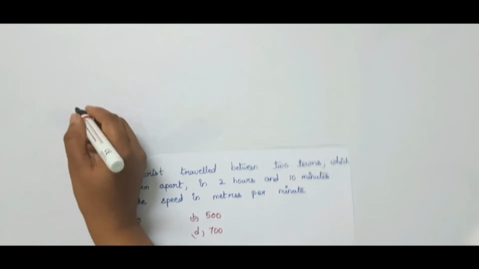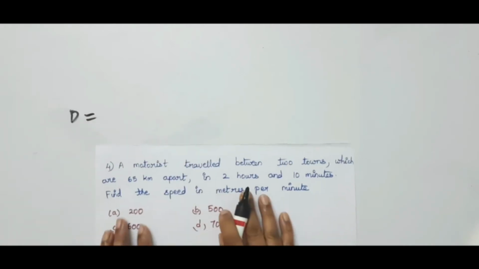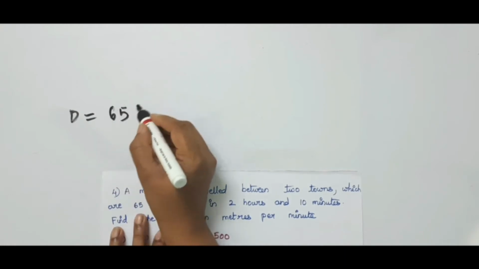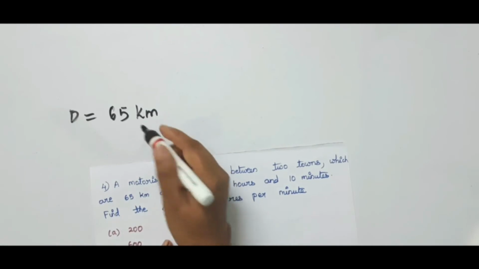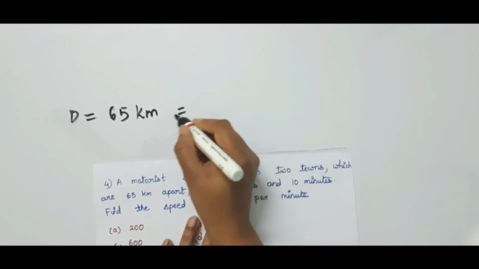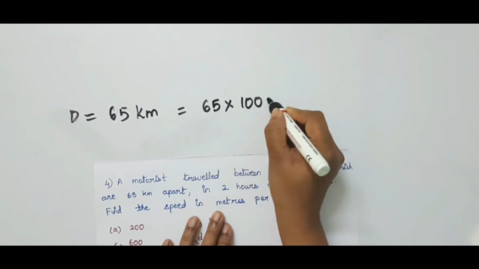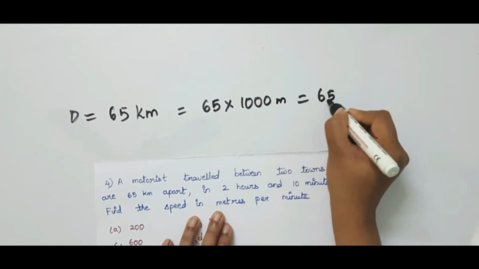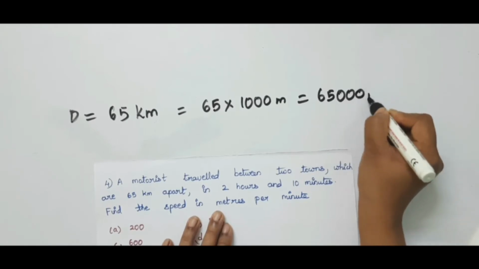So here the distance is given as 65 kilometers. D is nothing but distance. 65 kilometers they have given and asked for meters per minute. So we have to convert these kilometers to meters. So distance is nothing but 65 into 1000 because 1 kilometer is equal to 1000 meters. Is it not? So this is nothing but 65,000 meters.